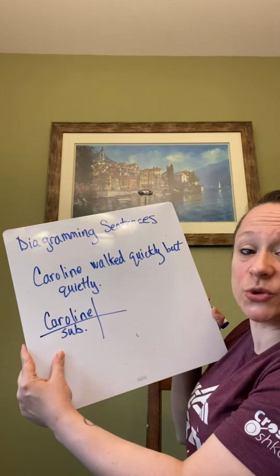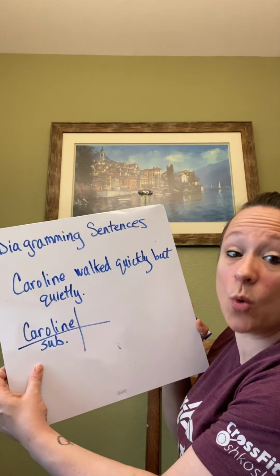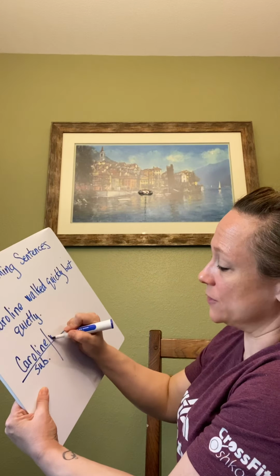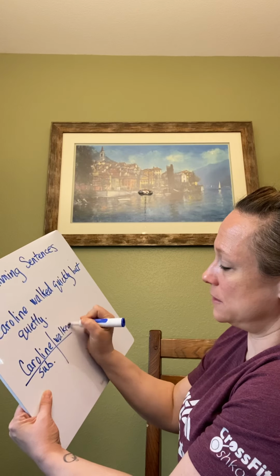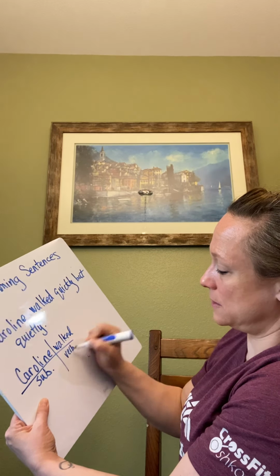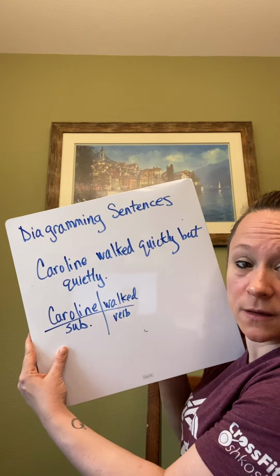Caroline, what is she doing? What action word is she doing? So she walked. So that is our verb. So that goes here. Okay, so that's the beginning.